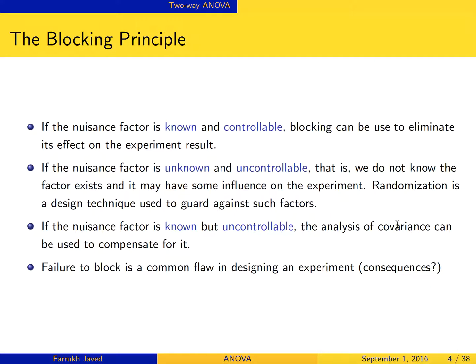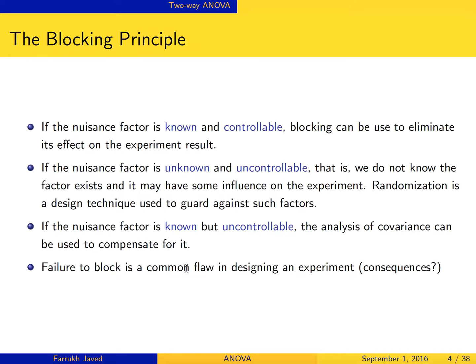The third category is if the nuisance factor is known but uncontrollable. You know something but you can't control it, like temperature, right? Somehow you don't know how to control the temperature of the environment, of the laboratory, for instance, or the experimental unit. So the analysis of covariance can be used to compensate for that. By the way, we are not going to discuss this in this course, but this is one way to solve this problem.